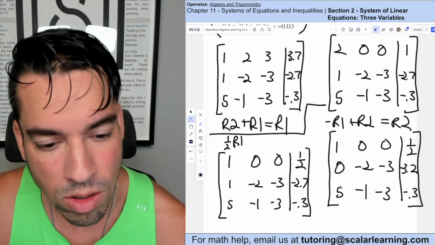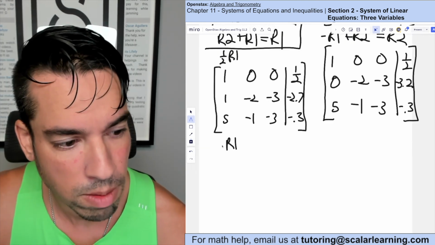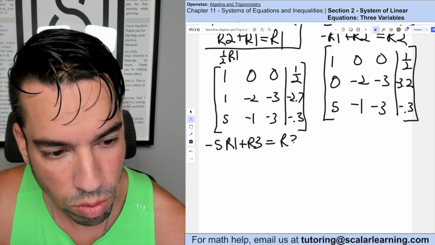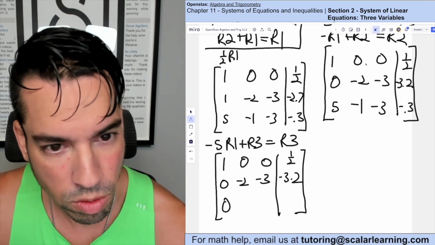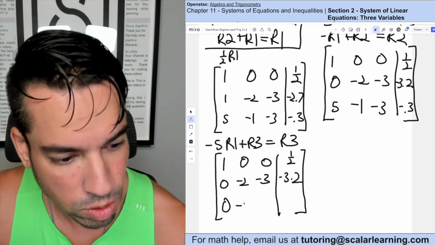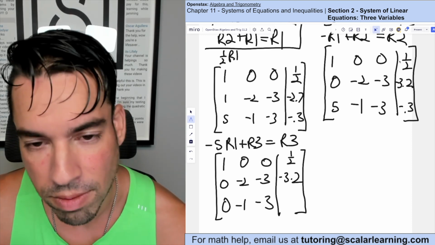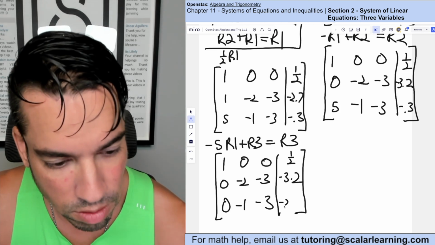All right, now let's zero this one out. So I'm going to multiply row 1 by -5 and add it to row 3 to get a new row 3. Let's write it out. So -5 times 1 plus 5 is 0. -5 times 0 is 0. So -1 stays. So does the -3. And then -5 times 1/2, that's -2.5 plus -0.3 is -2.8.